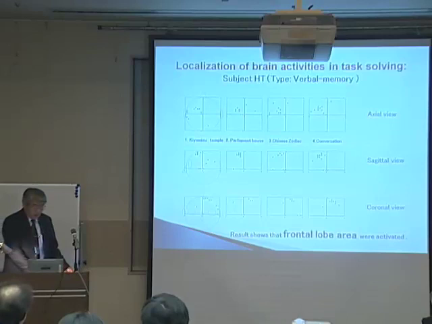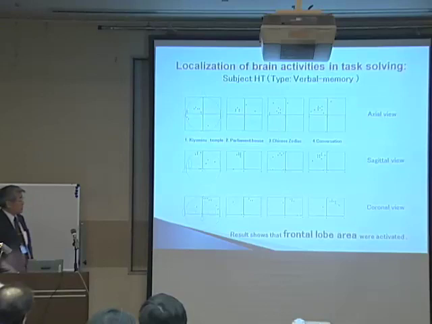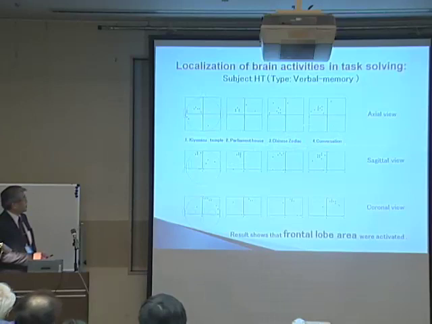And next, localization of the activity. Subject HD is of the verbal memory type. The result is shown like this: axial view, sensor view, frontal views, and so on. This point is a dipole point. So the tasks are Kyoto temple, Diet building, Chinese zodiac and conversation. Two tasks are the image task and the verbal task.